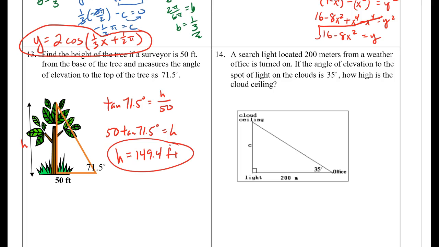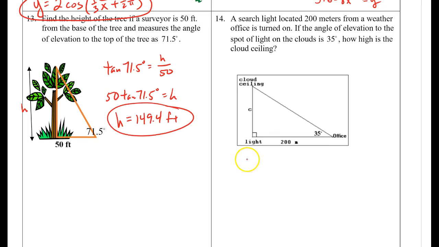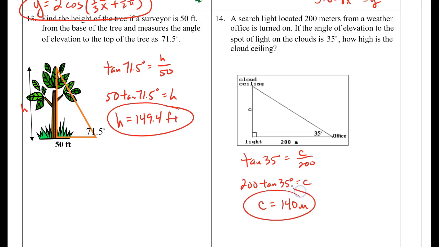14. Very similar problem. You guys can read it on your own. We see the triangle already set up. It's another tangent problem. So tangent of 35 degrees is equal to c over 200. So 200 tangent 35 degrees is equal to c. So the cloud ceiling is 140 meters above the ground.